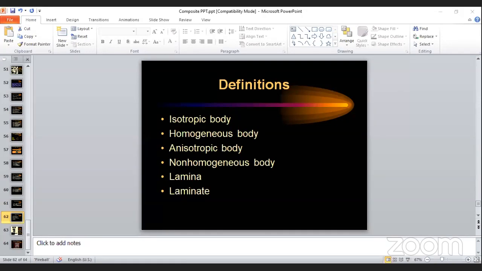Sir, participants are posting questions in the chat box, sir. Yeah. So how can we use composite material for 3D printing technology? How can I use the composite for 3D printing?